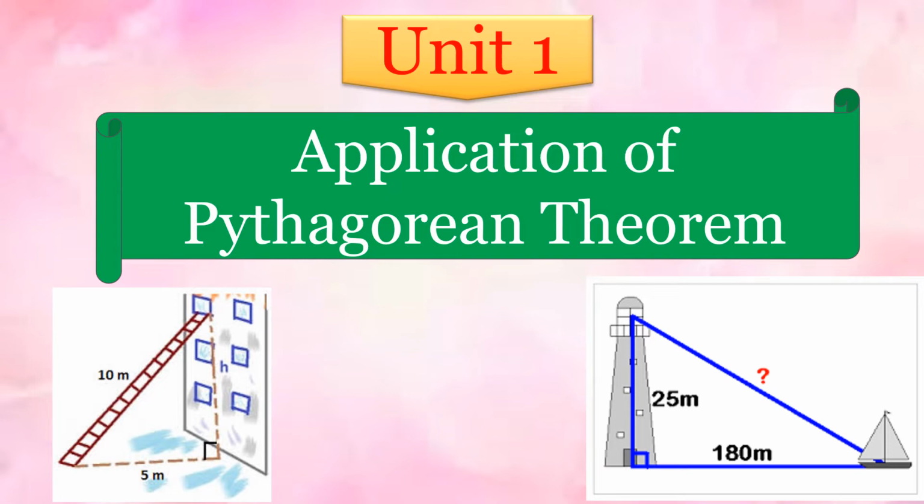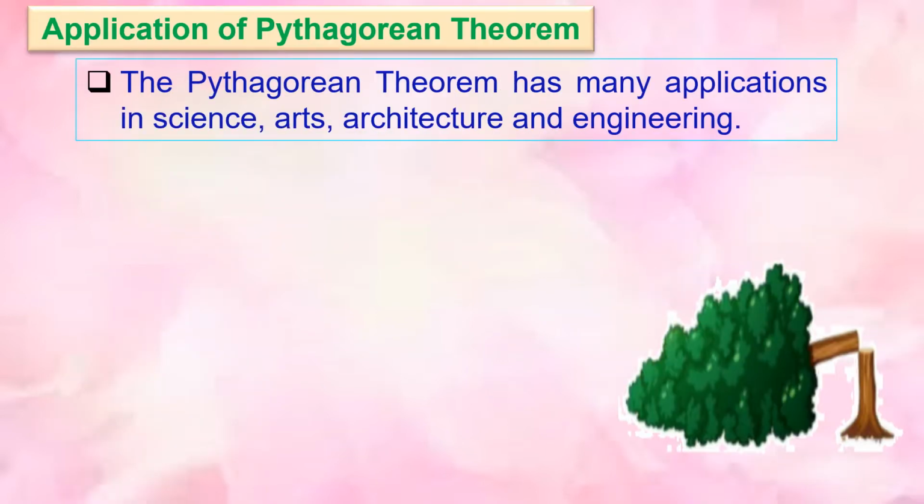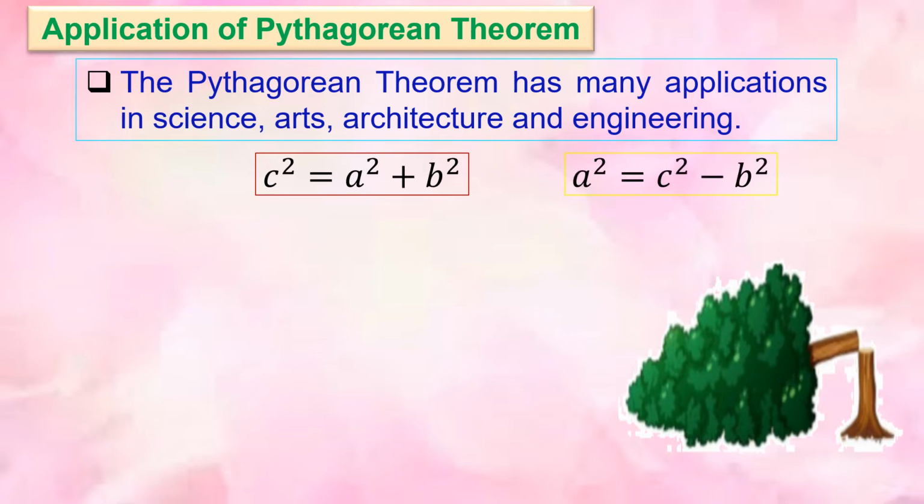Hello everyone, in today's topic, we are going to talk about application of Pythagorean Theorem. The Pythagorean Theorem has many applications in science, arts, architecture, and engineering. So if the hypotenuse is missing, we are going to use c squared is equal to a squared plus b squared. And when one of the legs is missing, a squared is equal to c squared minus b squared. So let us have example number 1.